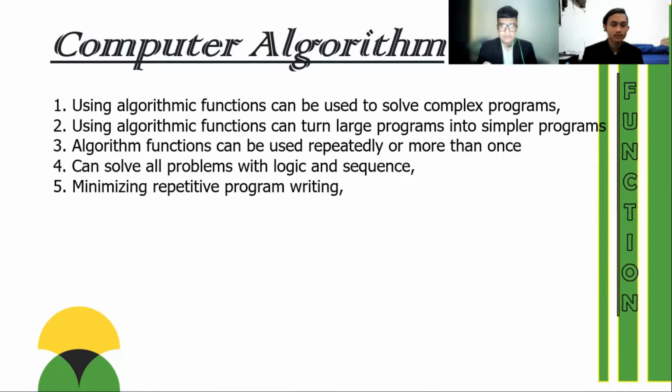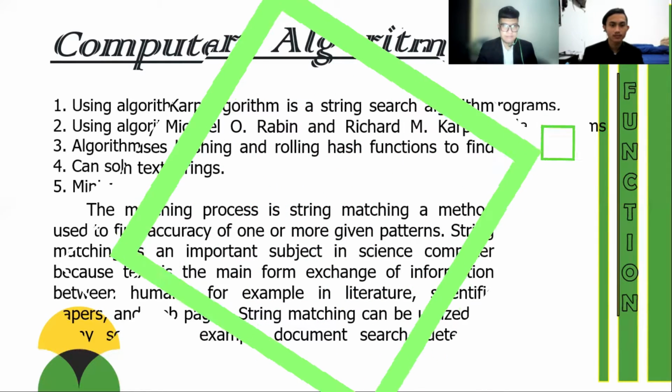Next is the function of computer algorithm. Number one, algorithmic functions can be used to solve complex problems. Number two, algorithmic functions can turn large programs into simpler programs. Number three, algorithm functions can be used repeatedly, more than once. Number four, they can solve all problems with logic and sequence. Number five, minimizing repetitive program writing.